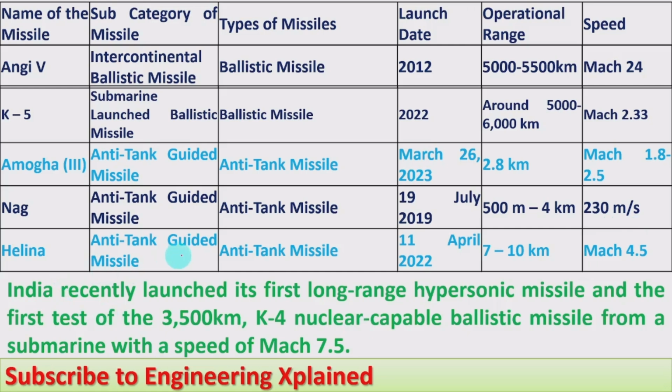Helena, it is also anti-tank guided missile. Anti-tank missile category it is and it is launched on 11th April 2022. Its operational range is 7 to 10 kilometer and its speed is Mach 4.5.